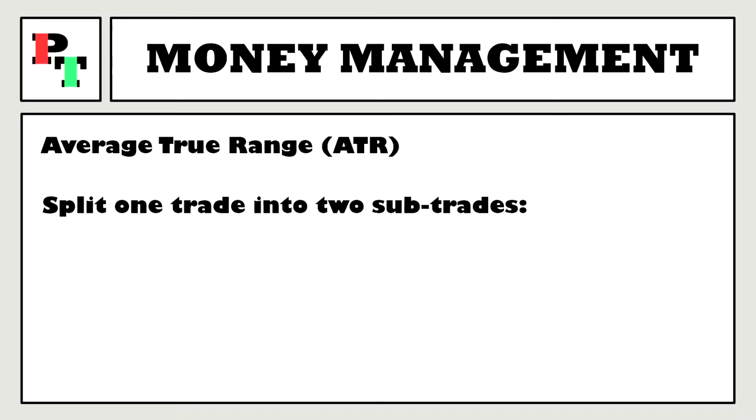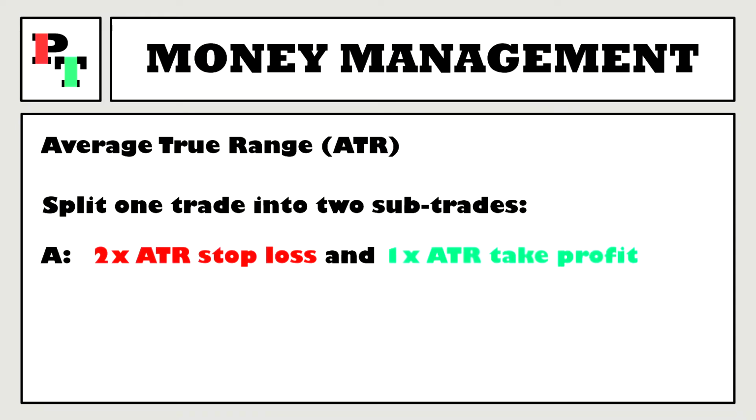First off, we're going to split our trades into 2 sub trades each. Classic trick. Subtrade A, that's going to be a 2 times Average True Range value for the stop loss and just a 1 times ATR value for take profit. Looks and sounds psychotic, maybe it is, but we are trying to see if we can get a high win rate and snag quick profits when we do get in those trades.